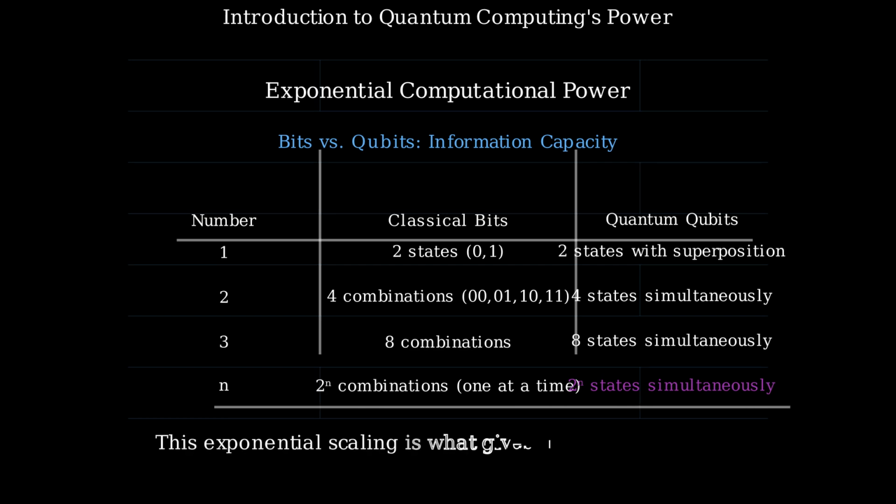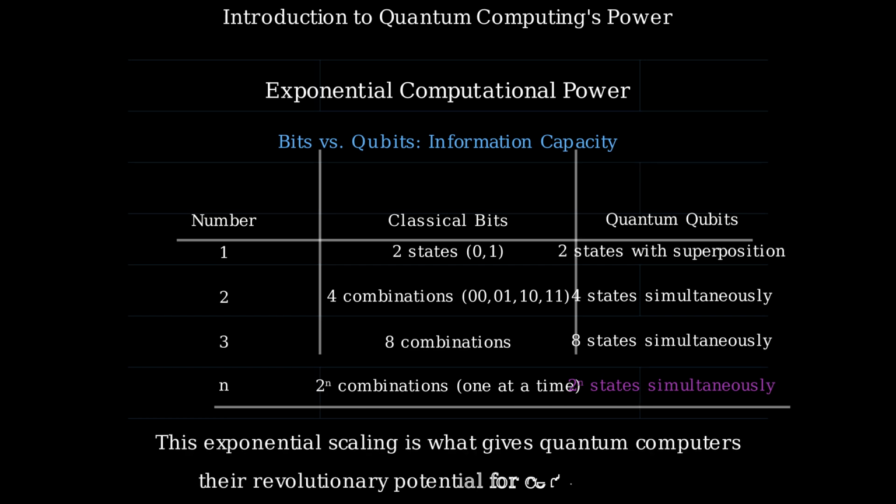As we add more qubits, the computational power scales exponentially. With just 50 qubits, a quantum computer could potentially perform operations that would be impossible for today's classical supercomputers. Now that we understand the fundamental power of quantum computing, we can explore the key quantum properties that make it possible.